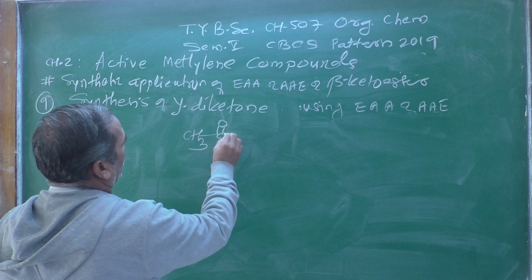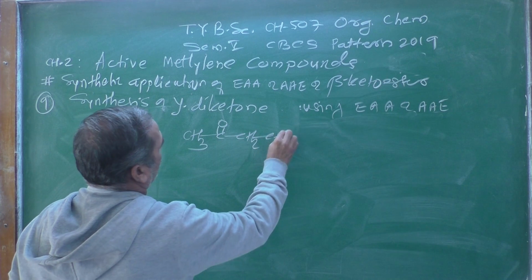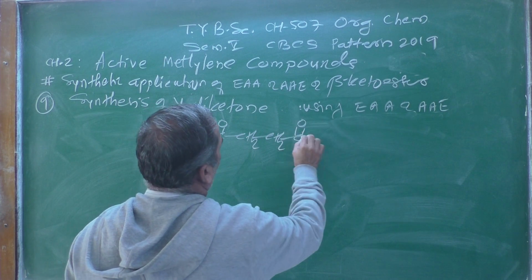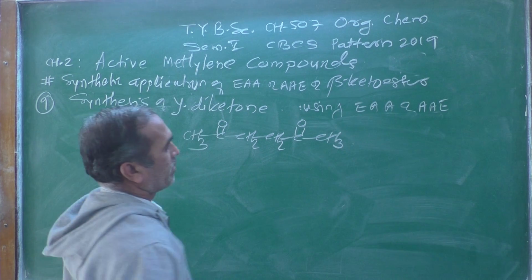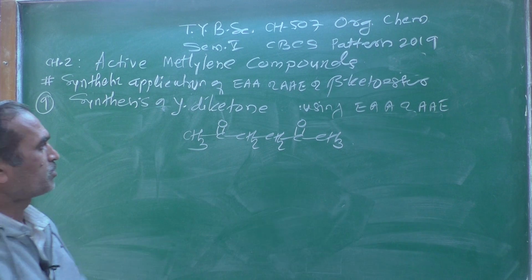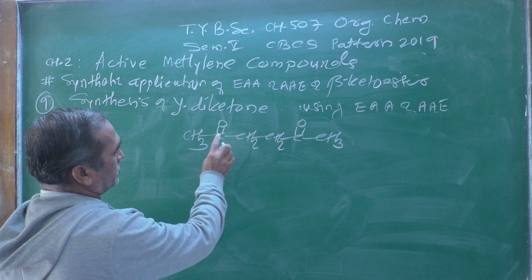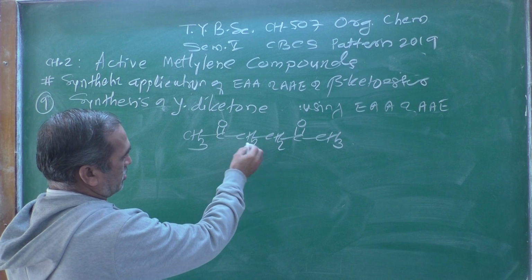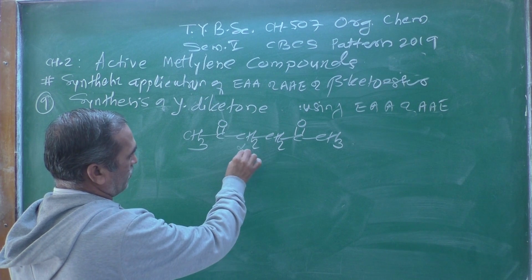CH3, C double bond O, then CH2, CH2, C double bond O, and CH3. This will be the structure of the gamma diketone. This is a carbonyl group. The adjacent carbon atom is generally termed as alpha.